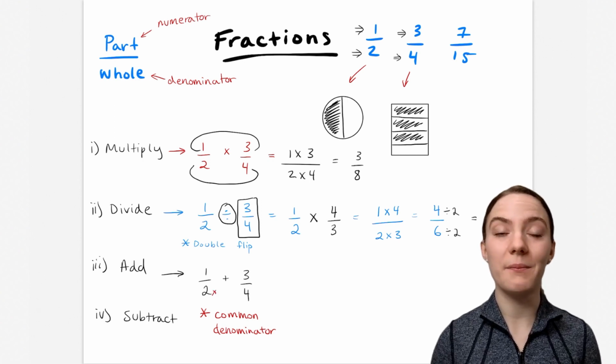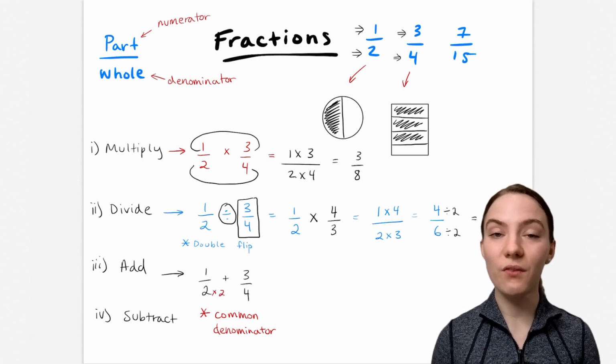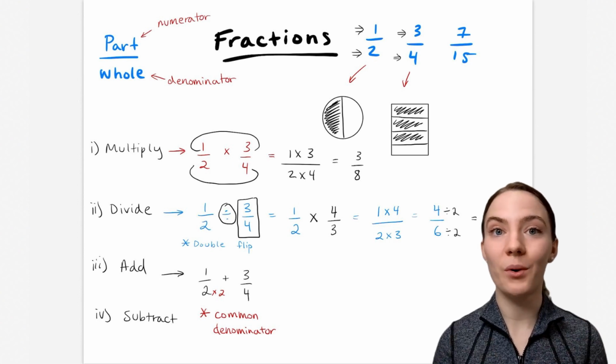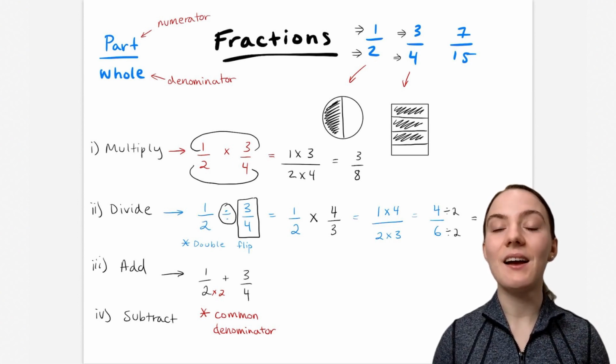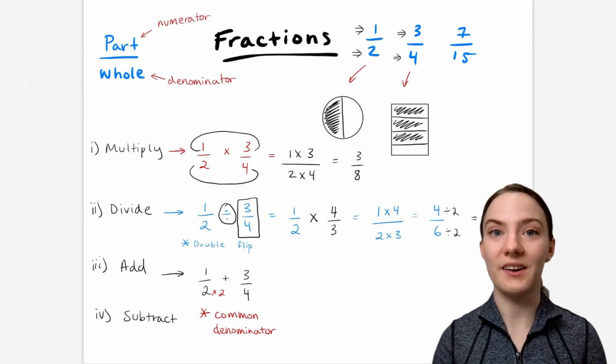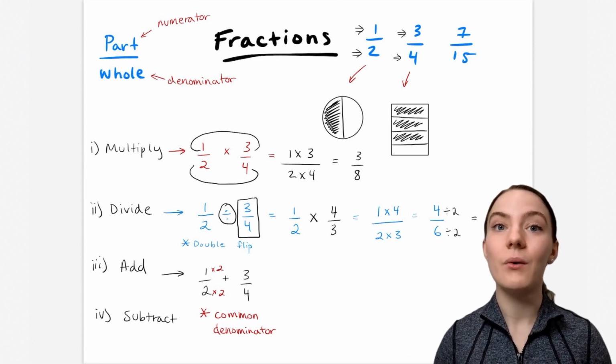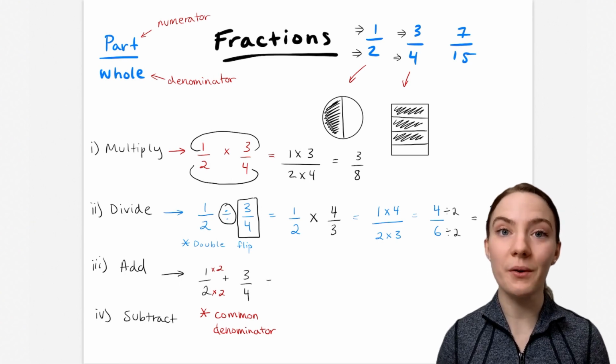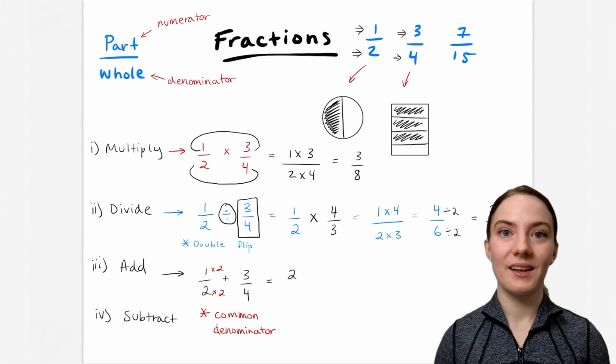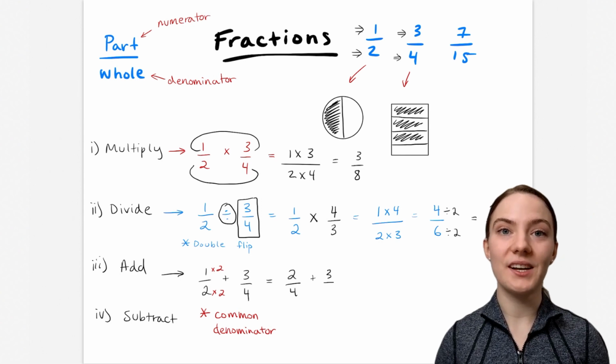Well, we can multiply it by 2. 2 times 2 is 4. And now what's really important to remember is that when you're dealing with fractions, anytime you make a change to the denominator, you need to do the exact same thing to the numerator. So in this case, we multiplied the denominator by 2, which means we need to multiply the numerator by 2 as well. And now we can rewrite our fraction as 2 over 4 plus 3 over 4.